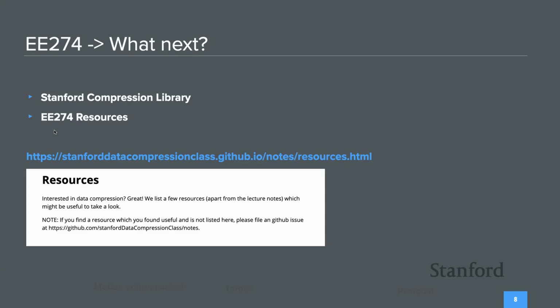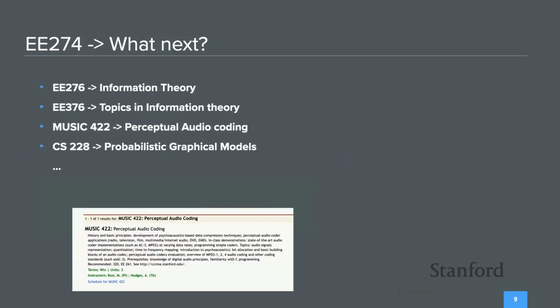The website has some resources. Take a look. We hope to keep updating it over time. And then there are other classes at Stanford which you might find interesting. EE276, Information Theory: the first few lectures of this class will be common, but then there is a lot more theory. You will get much better at the basics. Tsachy, are you teaching it this year? Okay, so Tsachy will be teaching it this year. Especially in lossy compression, I think you will see much more theory.